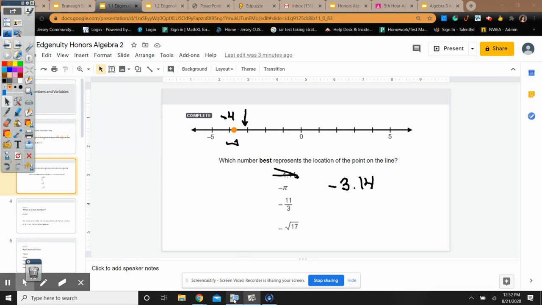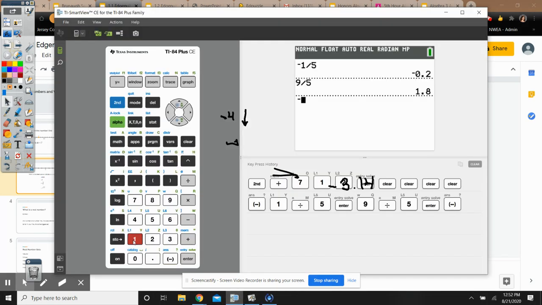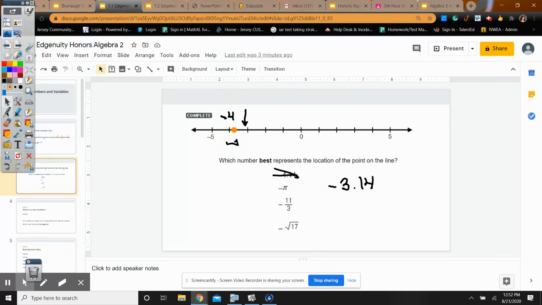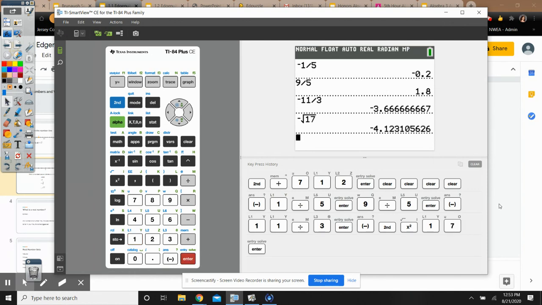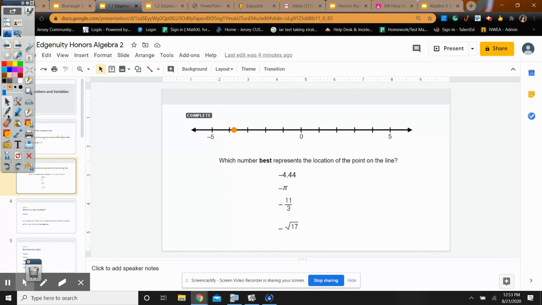-11/3 as a decimal, if you need to get a little bit of help, -11/3. You're looking at -3.6 repeating, that seems even more reasonable. -1, -2, -3, -4. It's a little bit further than that. That seems pretty reasonable. And how about negative square root of 17? Well, negative square root will be second x squared, 17, -4.1, and that's too far. So our best bet will be -11/3.